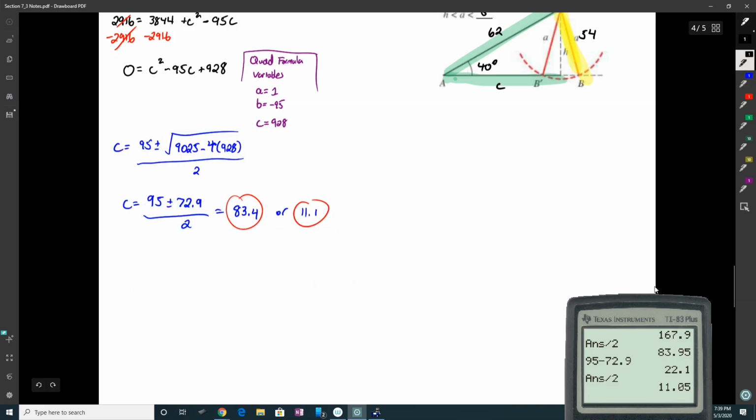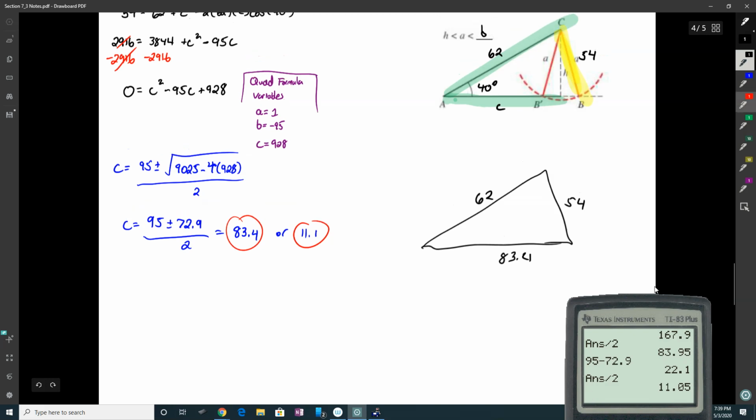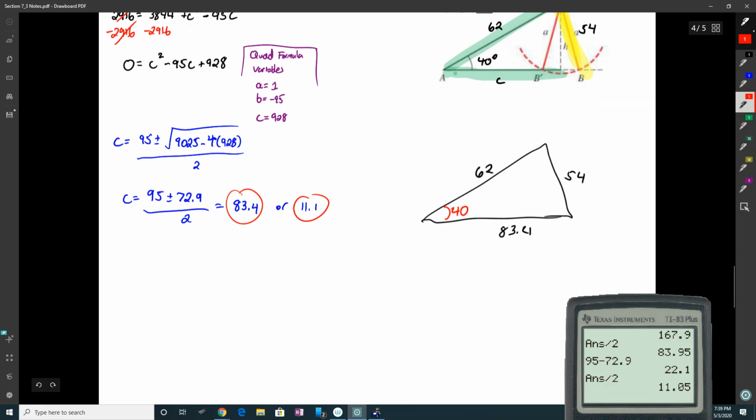So we have the triangle that's 83.4. And notice that we know all three sides now. I know this is 83.4, this is 54, this is 62, and I already know this angle is 40. All I have to do is use the law of cosines to figure out the missing angle, and then 180 minus that. So using the law of cosines, let's go ahead and find this one.